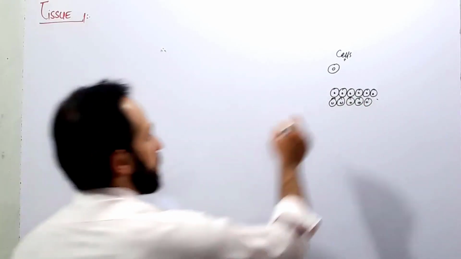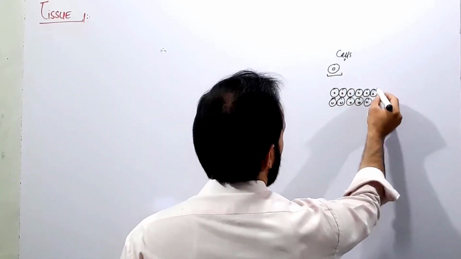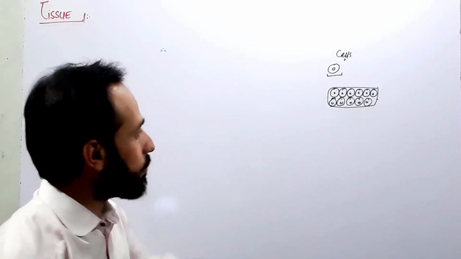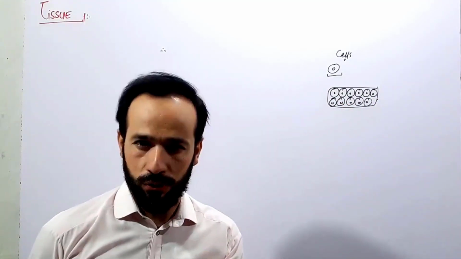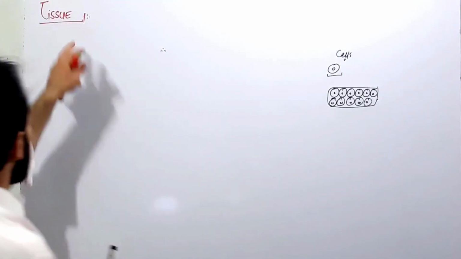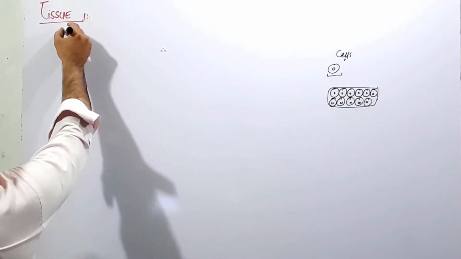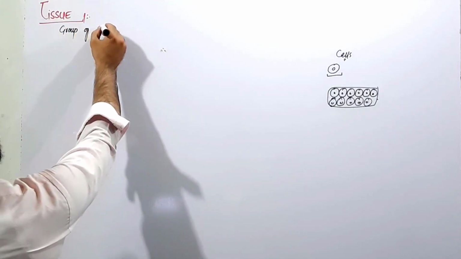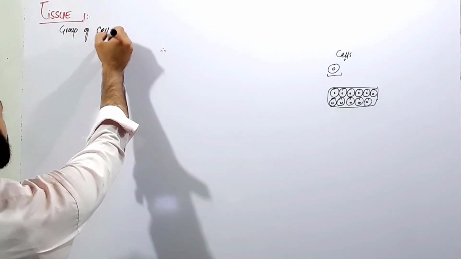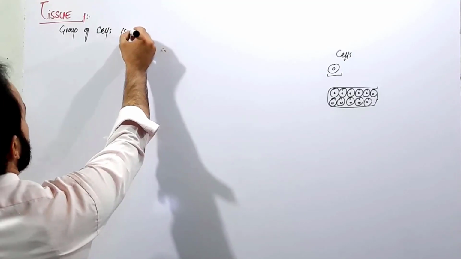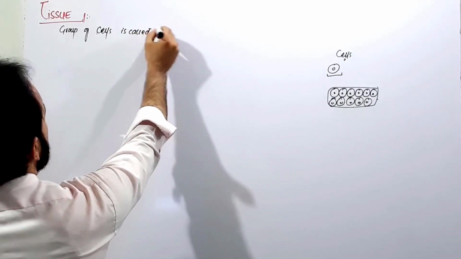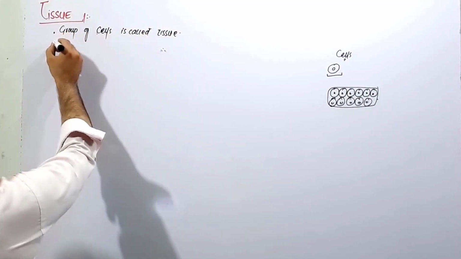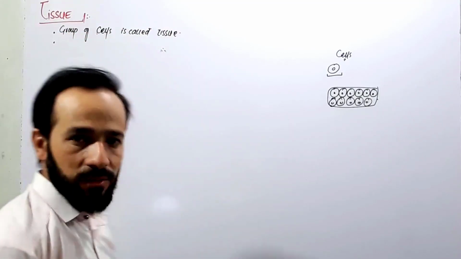So now this is one cell, right? And this is a colony of cells, this is a group of cells, so we call this group of cells a tissue. Okay, so let me write the definition here. So a group of cells, right, is called tissue. Okay, this is a very simple definition, but we have also another definition.